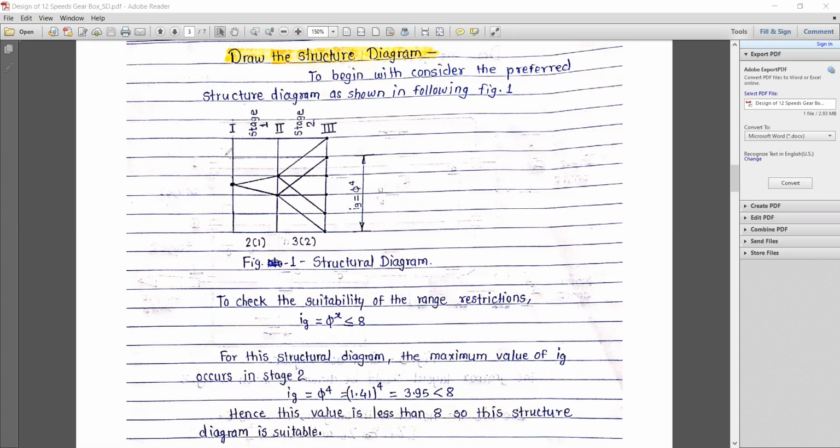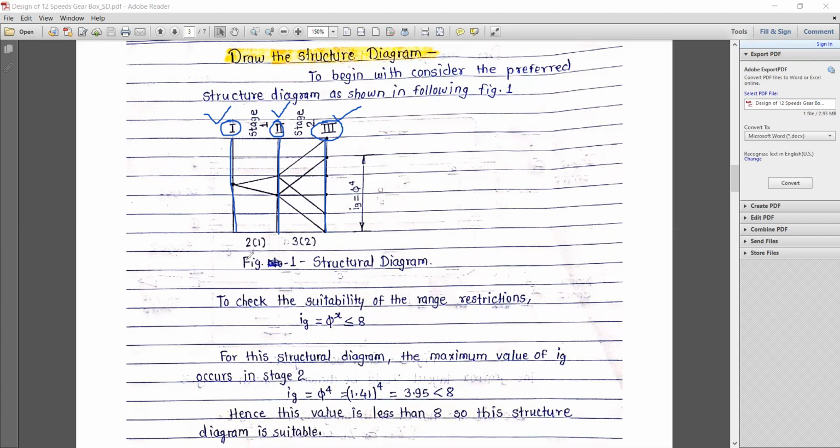Okay, let's start one by one. First of all, draw these 3 lines. That is spindle number 1, spindle number 2, and spindle number 3. So this is an input spindle, this is an output spindle, and this one is an intermediate spindle. So first of all you have to draw that much.